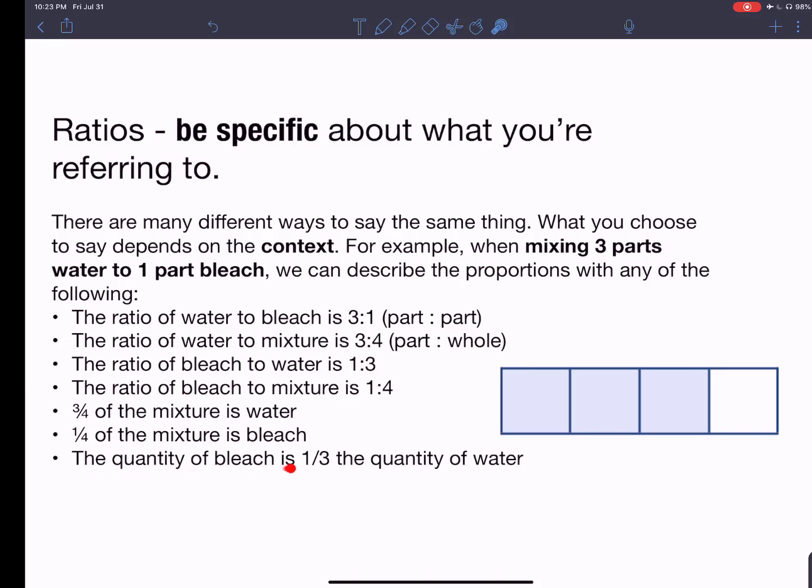The quantity of bleach is 1/3 the quantity of water. This one's the one that messes up people the most. Notice that in the above ones, the entire mixture is 4, so there needs to be a 4 in the denominator, if you're using a whole. If you're just comparing parts, you can say 1 part of bleach to 3 parts water. Well, you can say the quantity of bleach is 1/3 the quantity of water. So you have to be very specific how you say the words because it's going to change your math. It's going to change your numbers.